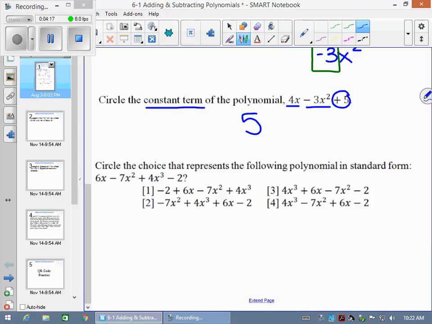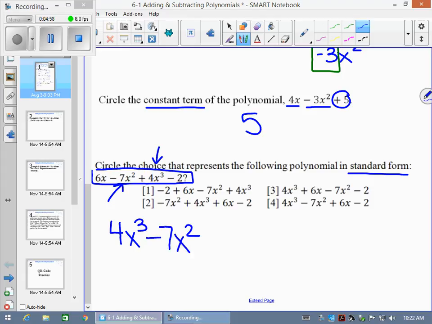And the last question says to circle the choice that represents the following polynomial in standard form. Now, standard form kind of brings everything we've just been talking about together. When you have a polynomial in standard form, it means your highest exponent term is first, and then your exponents will go in descending order until your constant term. So I'm going to look at this polynomial, and I'm going to rewrite it in standard form. 4x to the 3rd has my highest exponent, so that term should go first. Negative 7x squared is the next highest exponent, so that's going to go second.